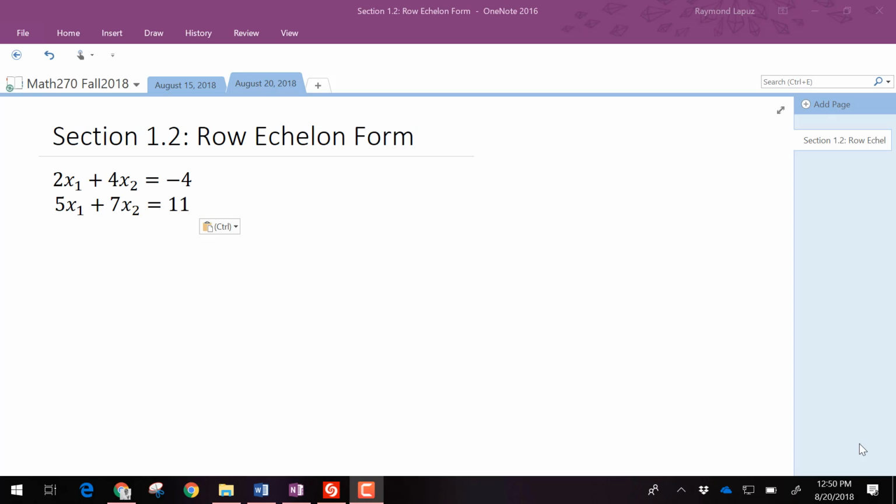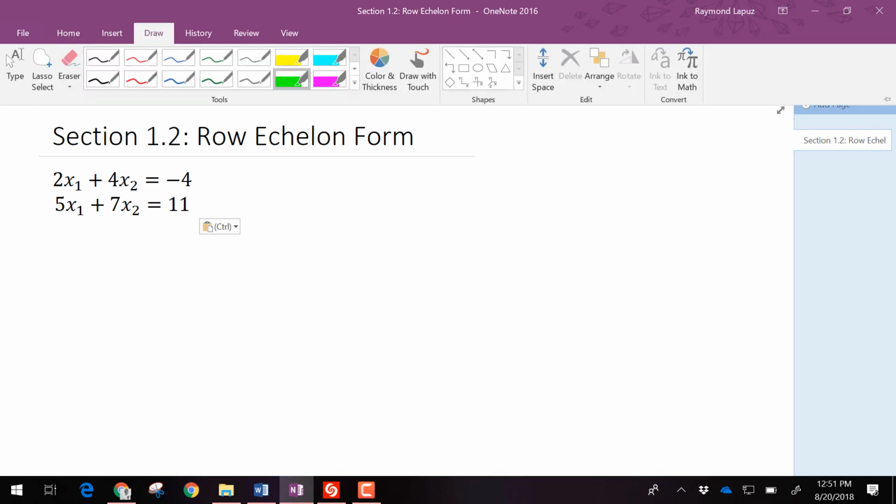All right, we're on the next section, row echelon form. We will look at an example that we had before and just show you what it means to be in row echelon form. We're just going to use this as an example and then we'll throw all the vocabulary out to you so that you would know what I mean when I'm talking about row echelon form.